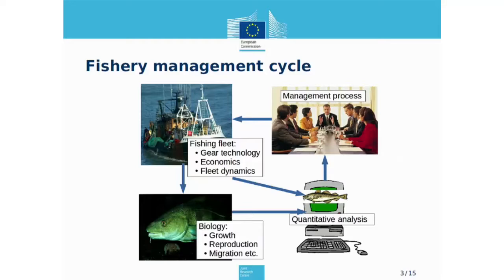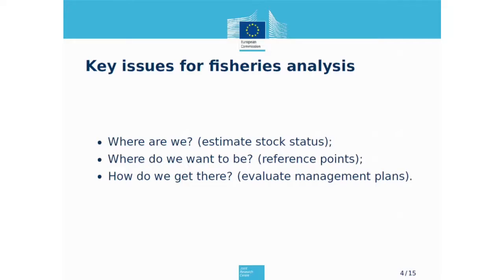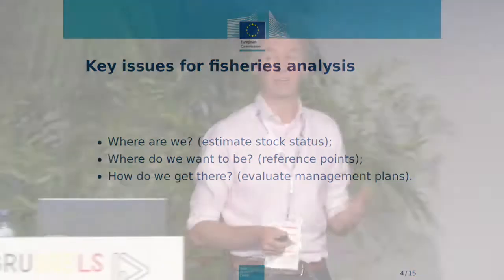So what kind of quantitative analysis are we required to perform? I've tried to boil it down to 3 fairly simple questions. The first one is, where are we? This is about estimating stock status. Fish are tricky because they live in the sea, obviously, and that makes it very difficult to actually observe them directly. So if we're trying to estimate literally how many fish there are in the sea, we have to use some kind of modeling tools.